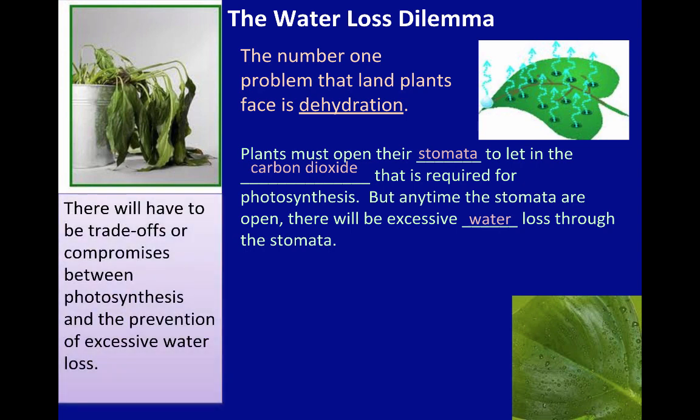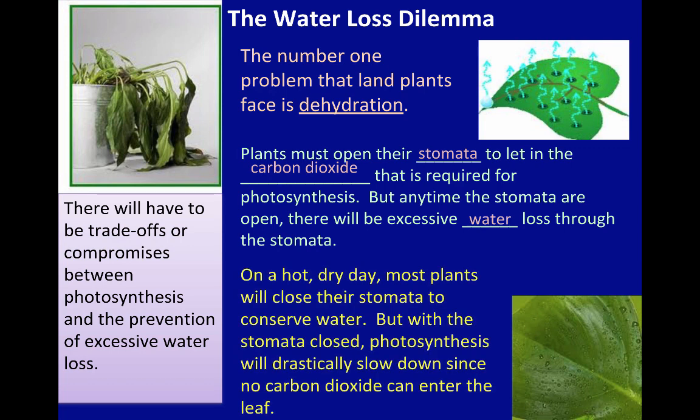So plants have had to make some trade-offs between how much photosynthesis is happening and how they prevent excessive water loss, because if they leave their stomata open all the time to get as much CO2 in as they can during the day, they're going to lose a lot of water. So what a lot of plants do is close their stomata when it gets super hot and dry, and that will prevent water loss, but of course it also slows down photosynthesis. So there are definitely trade-offs.